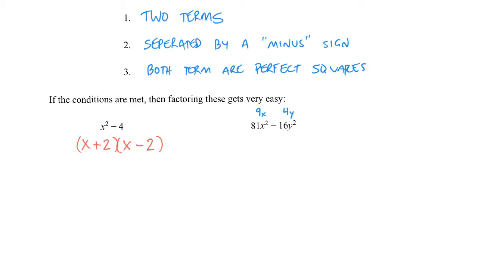So okay, two sets of parentheses, 1 plus, 1 minus. The square root of the first thing goes in the front. The square root of the second thing goes in the back, and we're done. So this is an issue of recognizing the situation, and then once you recognize the situation, you can use the shortcut to factor it.